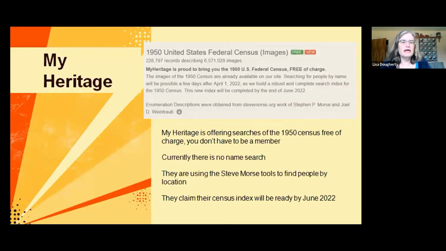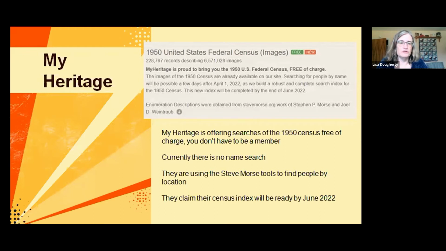So then to MyHeritage. MyHeritage is a subscription site. They are an international company, so they have a little bit different types of databases available. It doesn't tend to be as well known as Ancestry and Family Search, but they are offering searches of the 1950 census free of charge. There's no name search, similar to the rest of the sites. They're using the Steve Morse tools to find people by location.